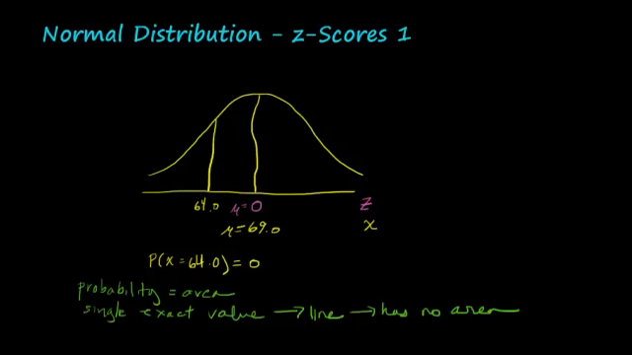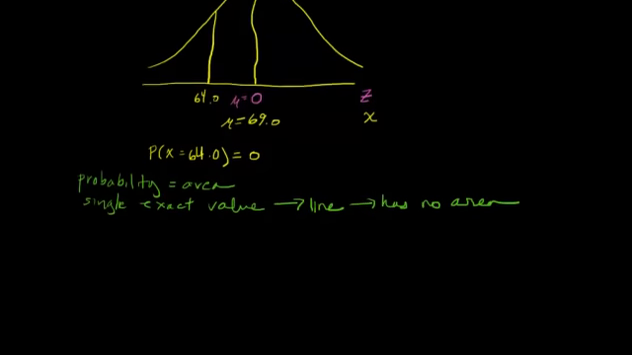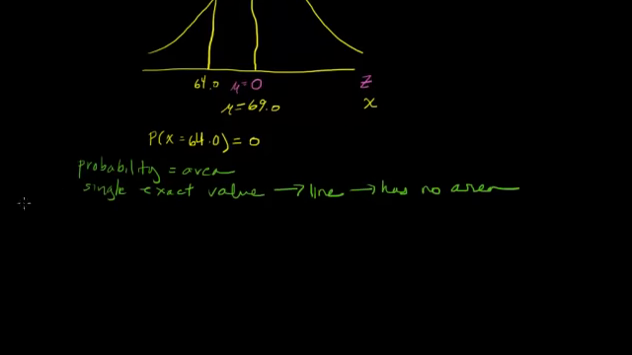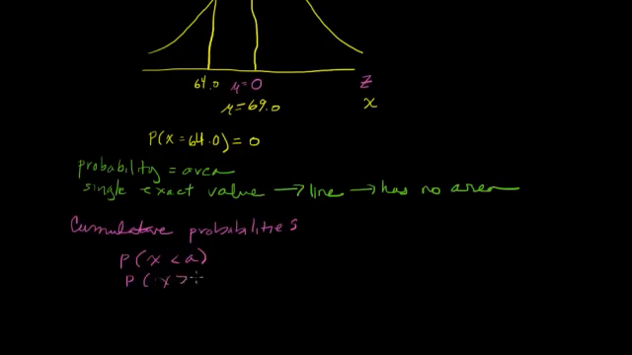Okay, so therefore we're going to be interested in computing cumulative probabilities, such as the probability that x is less than some value a, the probability that x is greater than some value a, or the probability that maybe x is less than b but greater than a. So these are cumulative probabilities, and therefore they'll be represented by area. Okay, so let's look at an example.